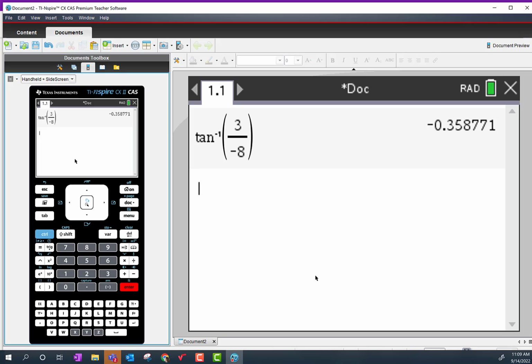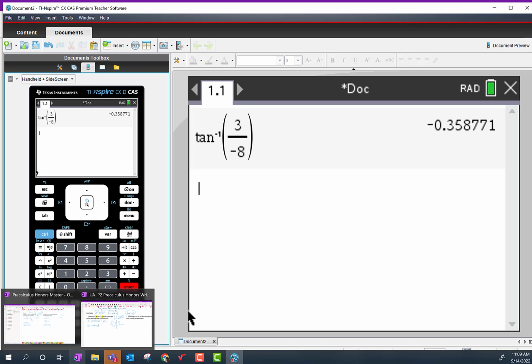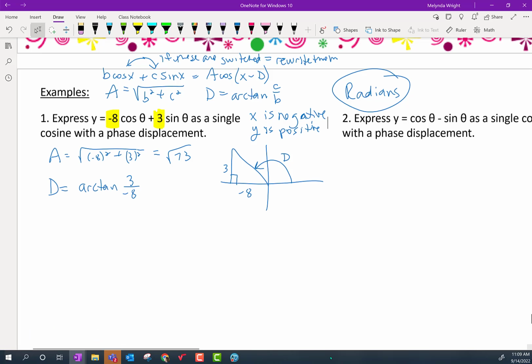All right, does everybody have that decimal? I'm going to go back to my screen, back to my OneNote document. Okay, so this equals negative 0.35877. Now we need to ask ourselves, is that angle in quadrant 2? It's a negative angle measure.